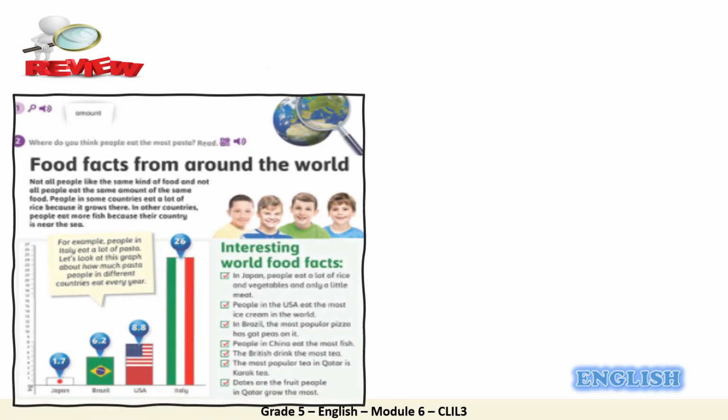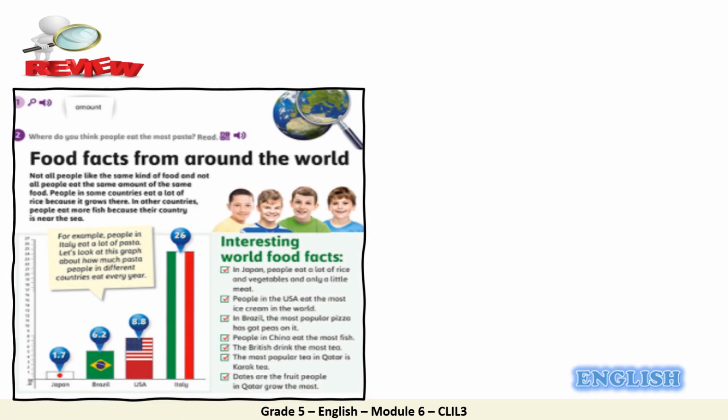Now, look at this text. What's the first thing to attract your attention here? The picture. Very good. Do you think these boys come from the same country or from different ones? The graph also. Very good. Look at the title. It shows that we are going to read about different kinds of food from different countries. Good job.